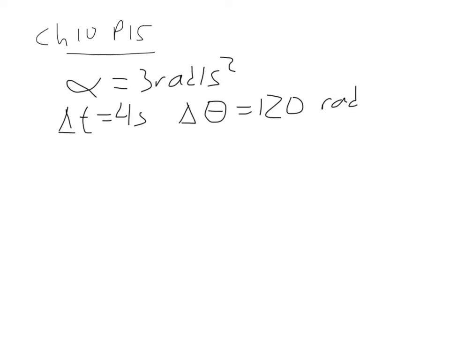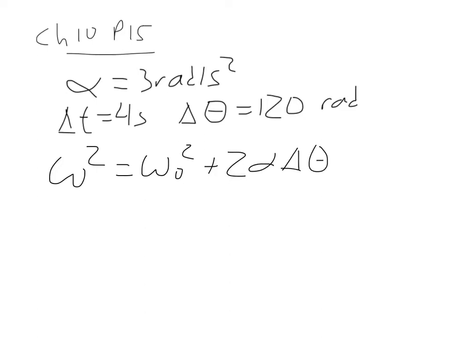So what we're going to do is set up a system of equations to solve this. The first equation I'm going to look at is omega squared is equal to omega naught squared plus 2 alpha delta theta. So we know alpha, we know delta theta, but we don't know omega squared and we don't know omega naught squared. We don't know the initial angular velocity or the final angular velocity.